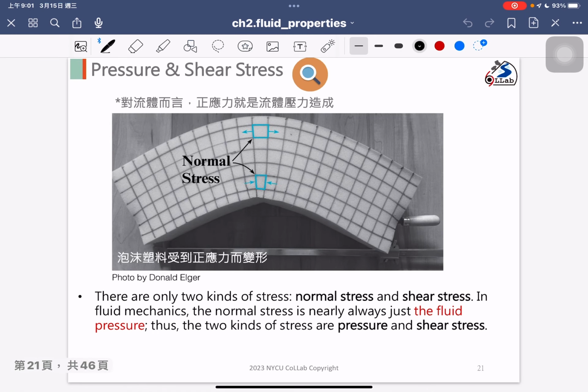And right now, I'm going to move the topic to stress. There are two types of stress. As you can see here, we have the normal stress and the shear stress. In fluid mechanics, the normal stress is usually associated with the fluid weight, so we call that pressure. After this chapter, we will always call the pressure force the one caused by the normal stress, especially for fluid.